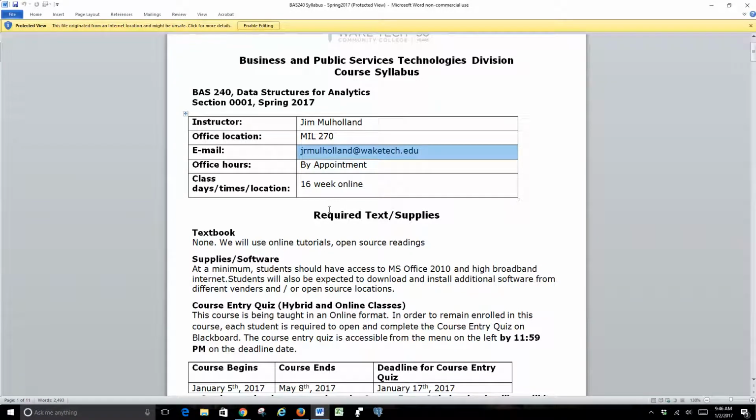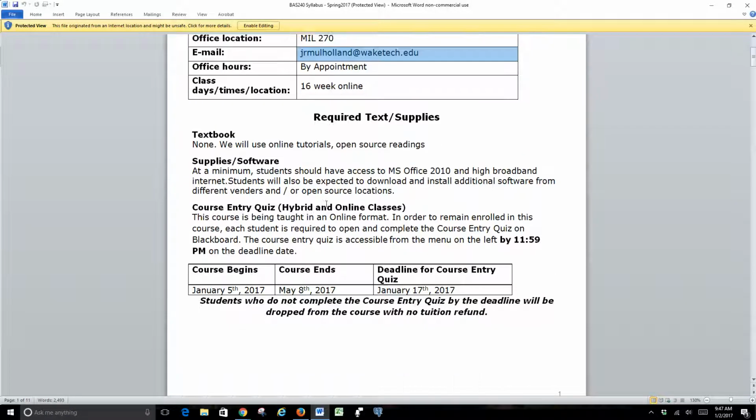And I really don't have office hours. I'm an adjunct instructor, so there's really no office hours for me. I do work full time like most of you do during the day. So I'll be answering your emails as I can, which is often during the day, and certainly at night. There is no textbook.